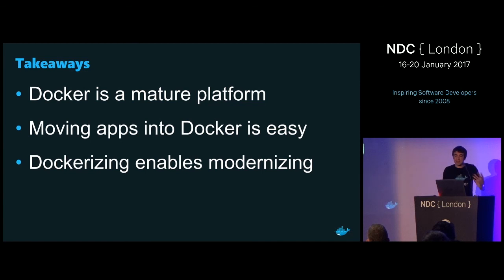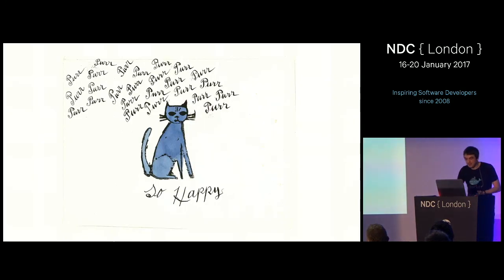You can move your app to Docker easily. You can take your existing app and run it in Docker. As long as you can install it and run it without a UI, then it'll run in Docker. And then the slogan: when you've Dockerized it, that enables you to modernize your application. So it sounds a bit like a cat poster. So there's your cat poster.